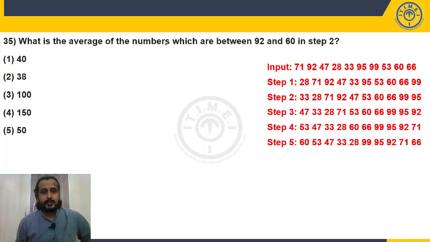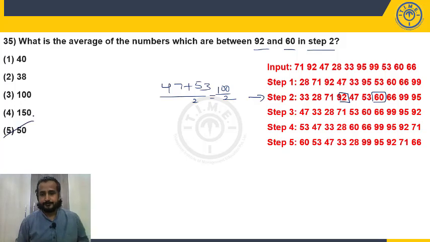What is the average of the numbers which are between 92 and 60 in step 2? So move to step 2. 92, 60. So these two are the numbers. Average of these two: 47 plus 53 by 2, which is nothing but 100 by 2. 50. So choice 5.